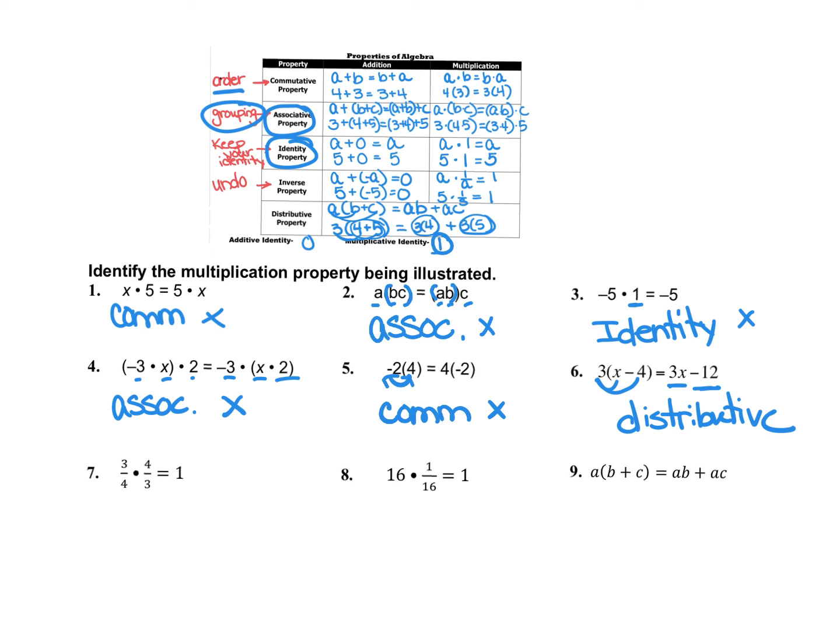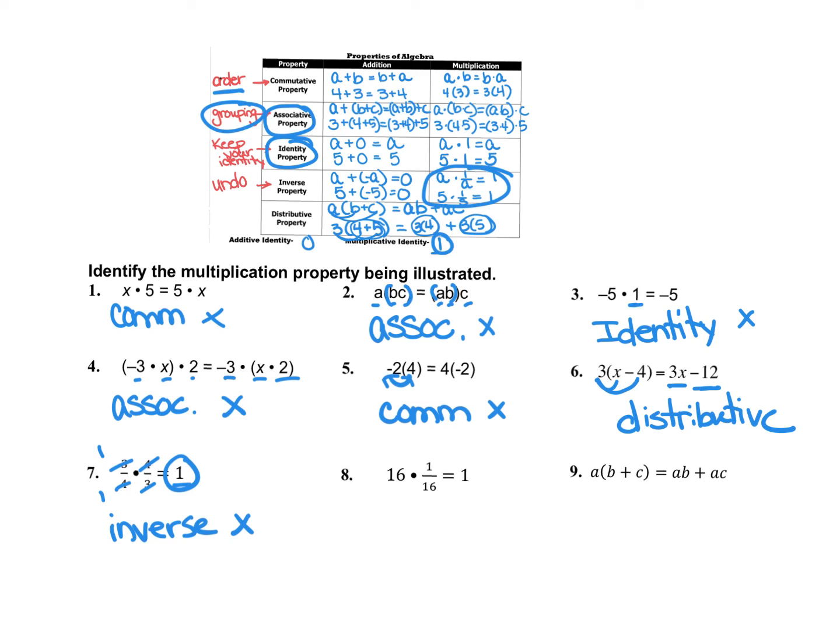All right, number 7, we have 3/4 times 4/3 is equal to 1. And now notice right here, again, this is that multiplicative identity. I've undone something. So let's take a look at this. The reciprocal of 3 over 4, or the flip, is 4 over 3. And when I multiply them, these become a 1, and I cross simplify, and these become a 1, giving me 1 as an answer. Remember, when I do that, I've applied the inverse property of multiplication.